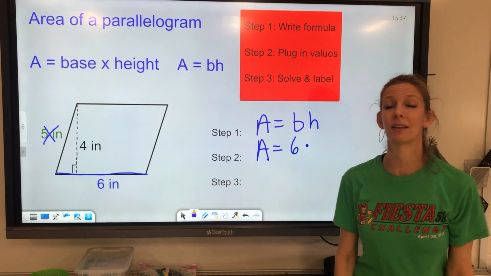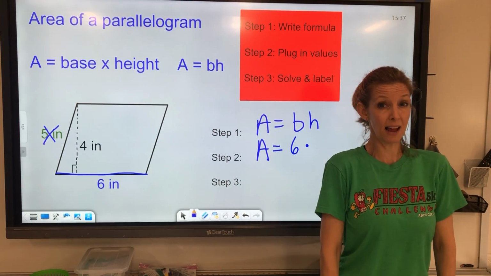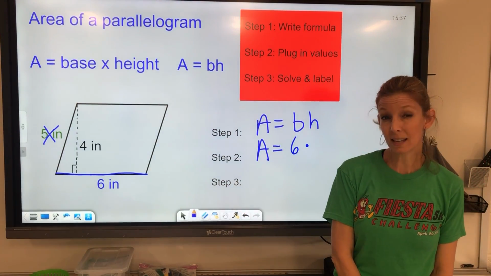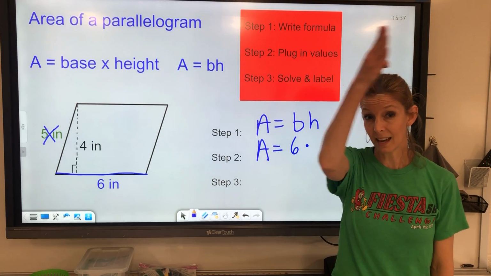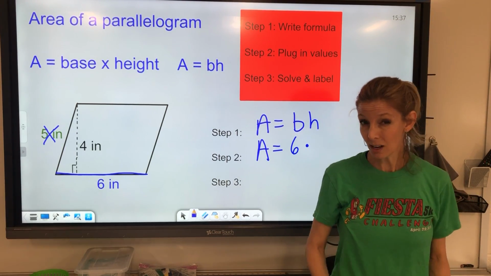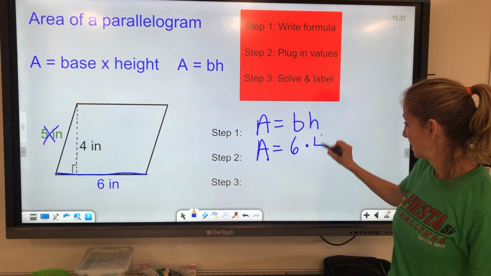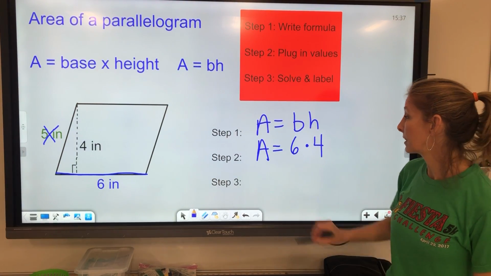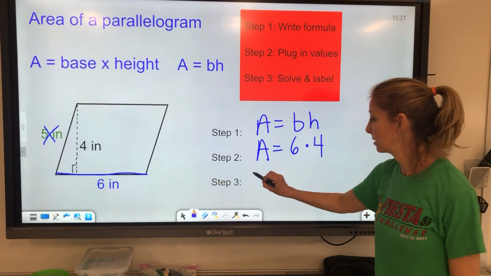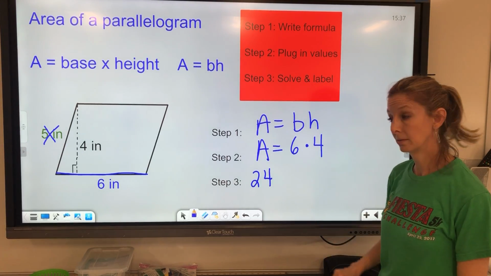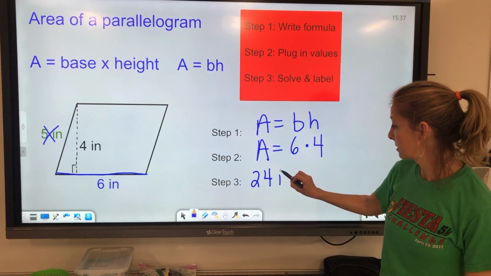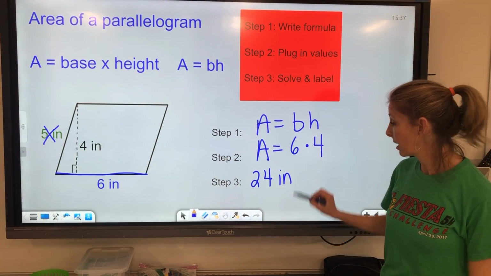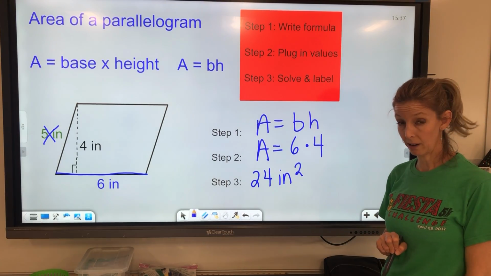When you go to the doctor and they measure your height, they say stand straight up and down, right? Well, take a look at that dotted line in there, that 4. That is straight up and down. That's our height. 6 times 4. Step 3, solve and label. Well, 6 times 4 is 24. This was inches. We're finding the area, so squared.